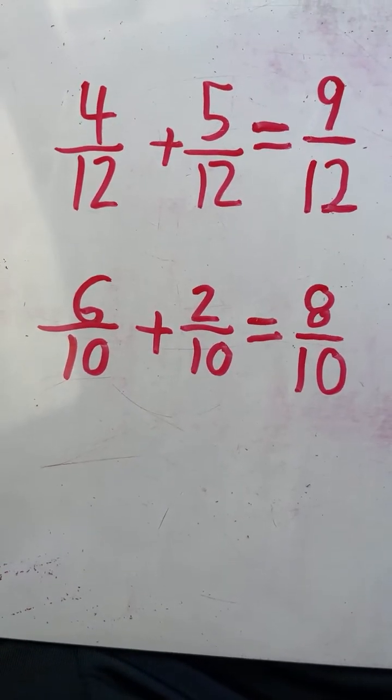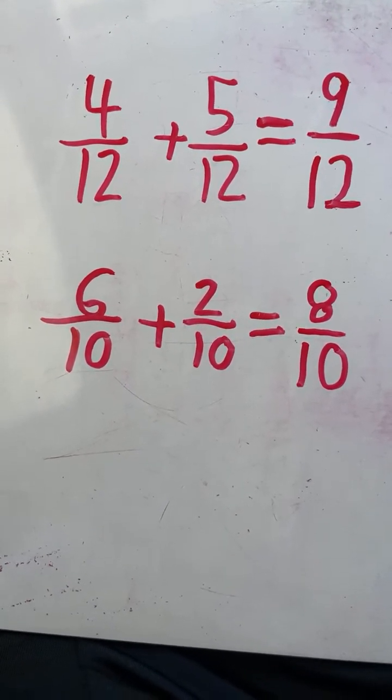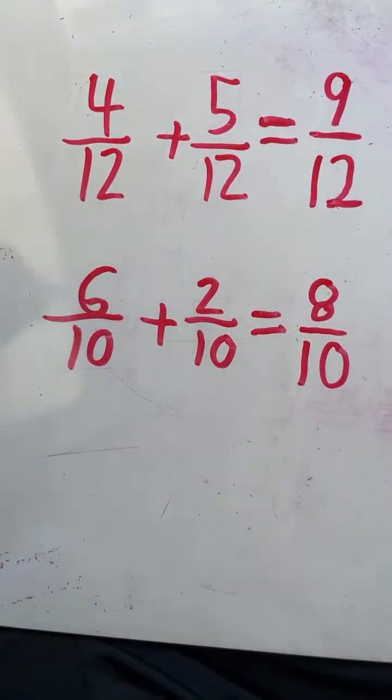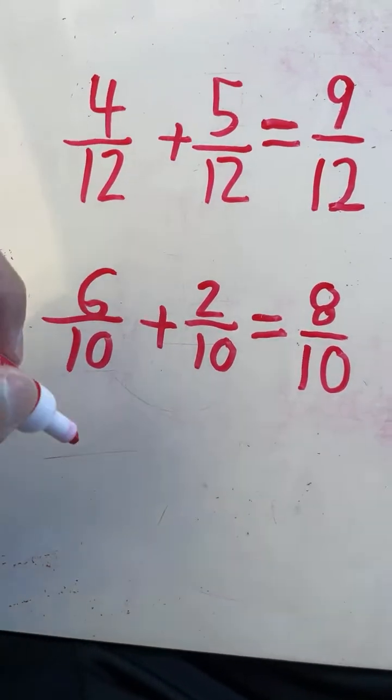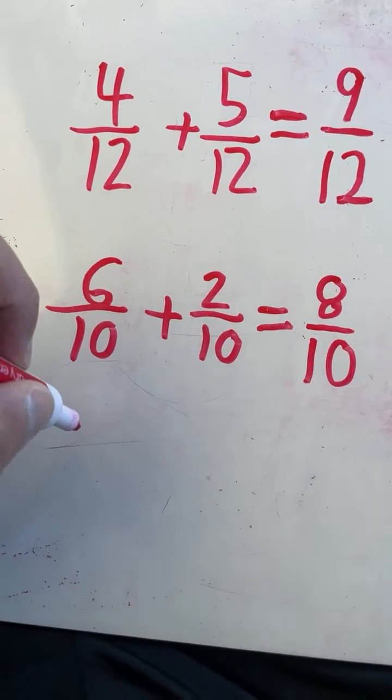So it's just like adding whole numbers, except whatever the bottom number, aka the denominator in the fraction is, we keep that the same. All right, next example.